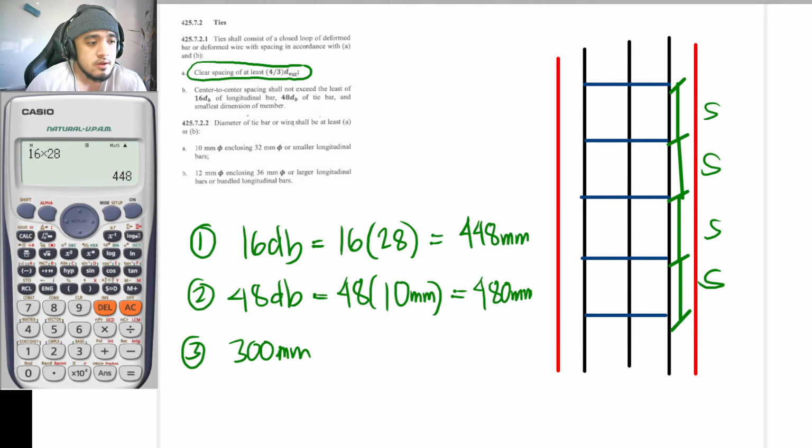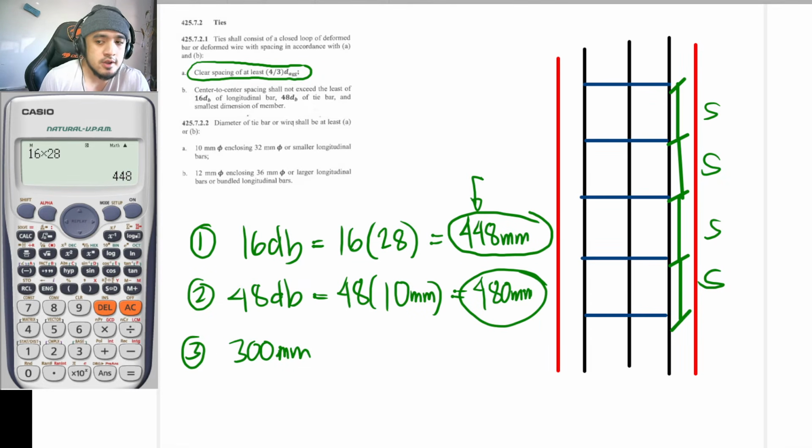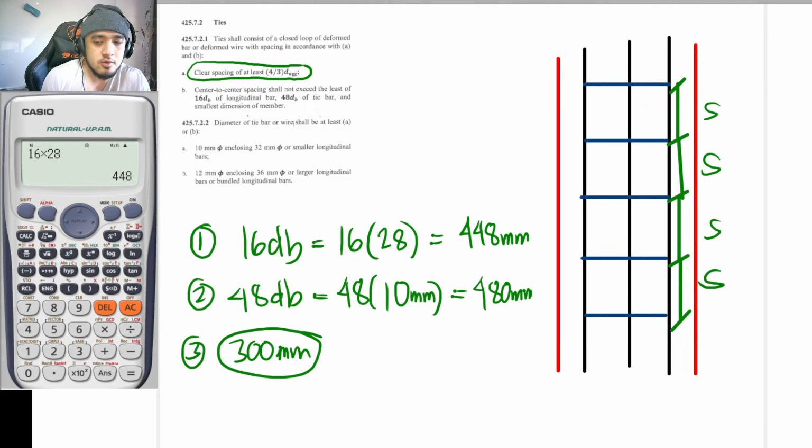Okay, so the maximum spacing that you will choose should be the spacing that is compliant with all of the other two limits. What I mean here is that if you choose this, make sure that this limit will satisfy both of these. So with that, we will be making use of 300 mm. So do not get confused.